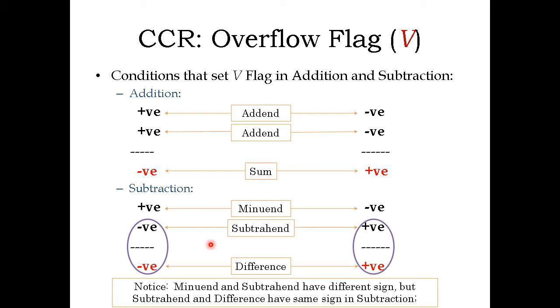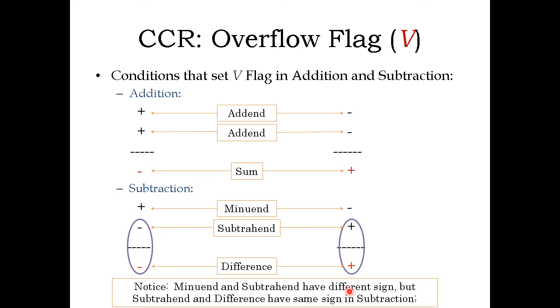Same is here. Look at this. Your minuend and subtrahend have different signs, but the subtrahend and the difference have the same sign. These are the two cases in case of subtraction when the V flag is set. Any question? It's really interesting, but we'll see more closely when we look at the example, okay?